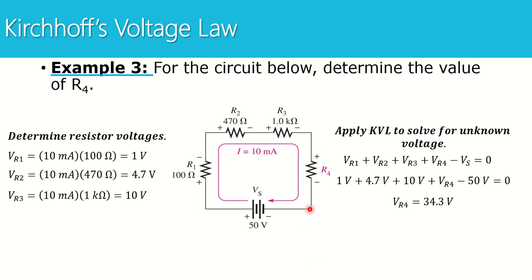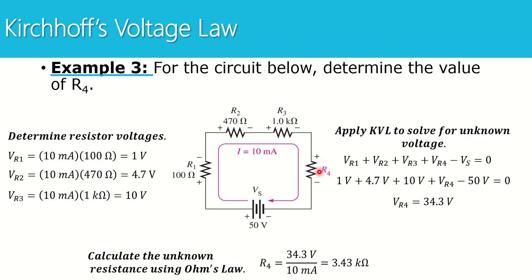Now that I have the missing voltage, I can find the missing resistance using Ohm's law. Because remember, the question was, figure out the value of R4. What's its resistance? I know the voltage for R4. I know the current for R4. I can use Ohm's law to find resistance for R4. And you get 3.43 kiloohms. So this is another example of how we can use KVL to solve for an unknown value in a series circuit.